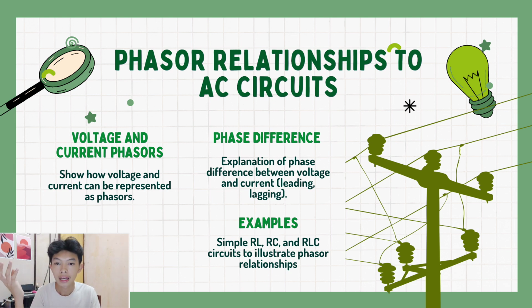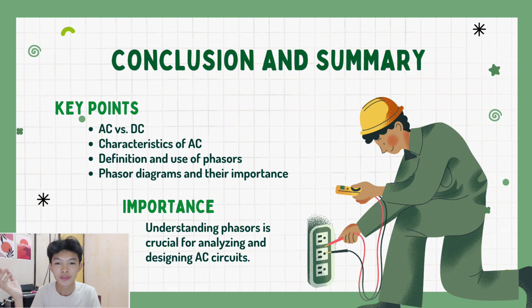So in conclusion, let's have a conclusion first to our first topic before we move on to our second topic. In the conclusion and summary, we discussed the key points: AC versus DC, characteristics of AC, definitions and use of phasors, and phasor diagrams and their importance. We talked about how AC electricity flows back and forth like a river, creating waves. We also learned that phasors are like magic arrows that help us understand these waves, showing us the strength and direction of the electricity.